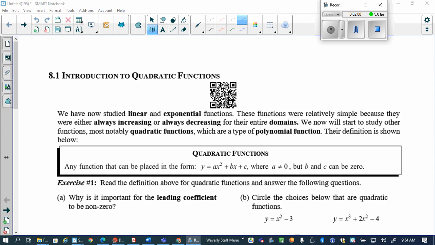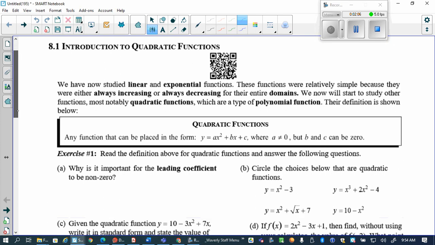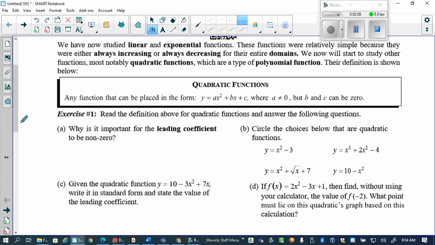How do you spell that? Parabola. All right. So this is the definition of a quadratic function, right? It's going to be something in the form of ax squared plus bx plus c. There's different forms of it that we'll get into later.